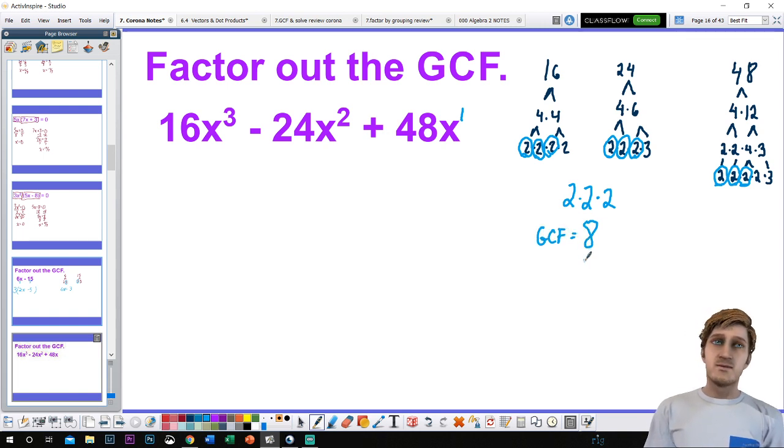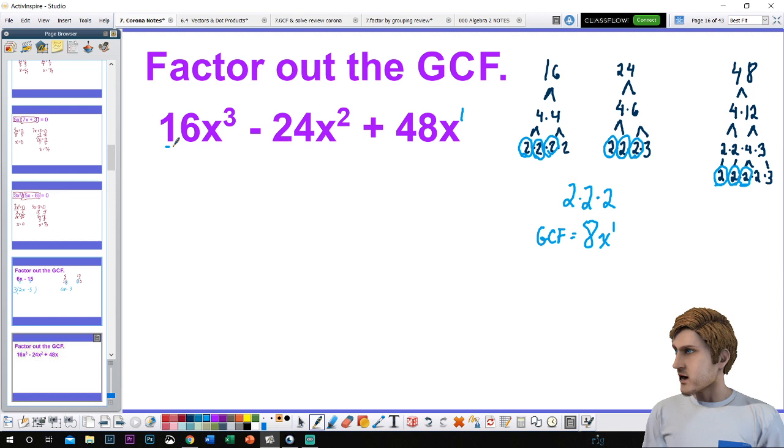However, I've not looked yet at my letters. So looking at my letters, I have x cubed, x squared, and x to the first power. Remember, I'm always going to take the smallest exponent because that's the most that they could possibly have in common. In this case, the smallest exponent is 1. So this is going to be 8x to the first power. That's my GCF. So each of these numbers will get divided by 8x to the first power.